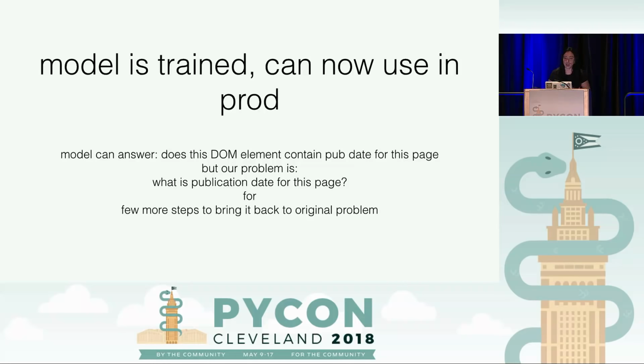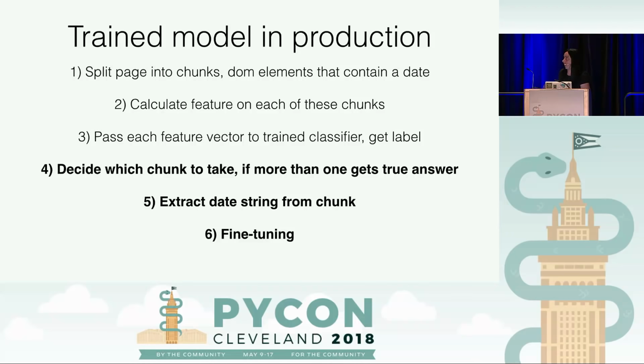So now the model is trained, you can use it in production. We have to do a few more steps because of how weirdly we phrased it. The model answer is, does this DOM element contain a publication date or not? But our problem is actually, what's the publication date for this page? I'm just going to quickly skip over these because they're not super significant and get to the stuff at the end. Essentially, we have problems of, let's say more than one DOM element gets labeled as having the date. How do we disambiguate? How do we get the date from outside of the element? And then fine tuning.